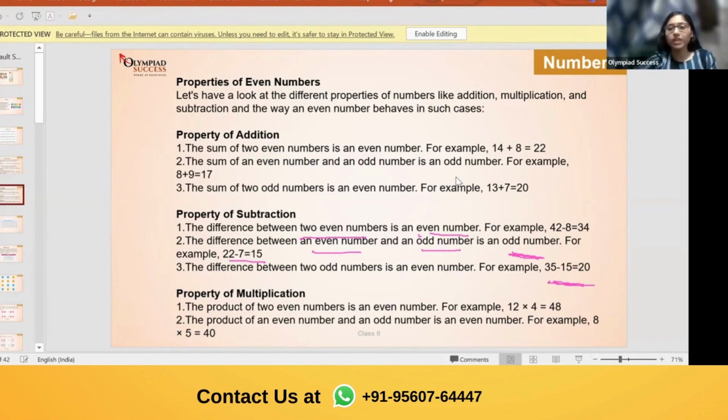The difference of any two even numbers. For example, 2 and 4, both are even numbers. 4 minus 2, like that.